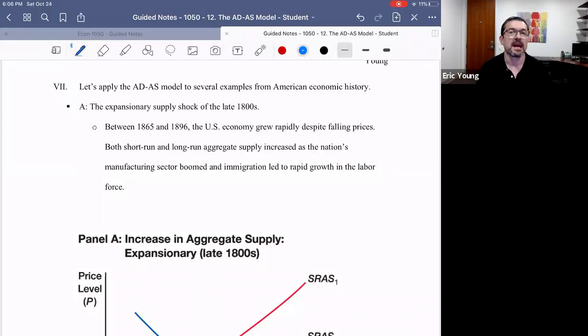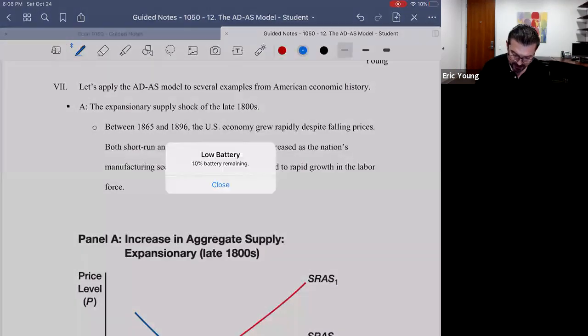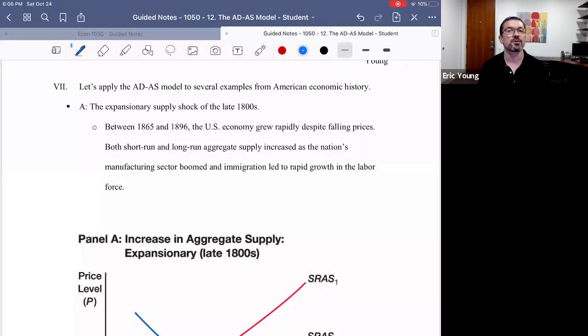We're in the ADAS model. You now understand the model's basis. You learned about the key parts, the three components, AD, SRAS, LRAS. Then we learned how to put those together in order to find equilibrium, short run and long run. And then we extended that to think about the gaps, the recessionary and the inflationary gaps.